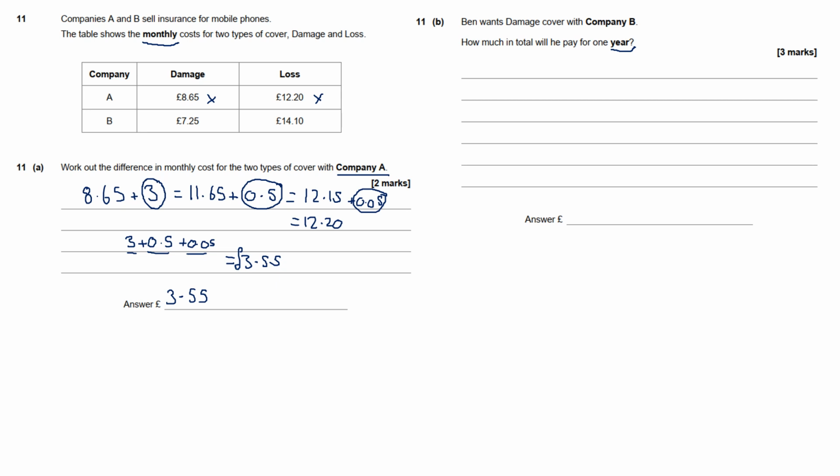So the next part says Ben wants damage with company B. So again, this is this one now. How much in total will they pay for 1 year? So here we go, here's the bit that's easy to miss. So total is going to pay for 1 year. So first off, we need to recognise the figure we want is damage, which is one of these two, and it's company B, so it's this. So it's £7.25. So if you pay £7.25 per month, then we know that for a year, they're going to be paying £7.25 times 12.